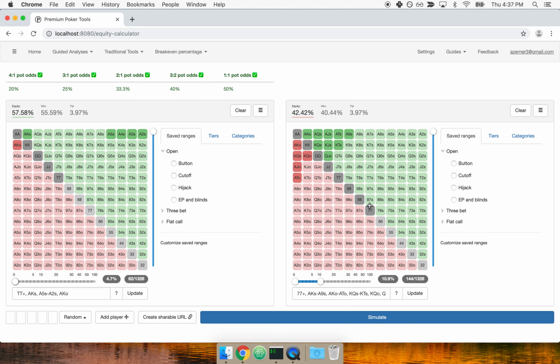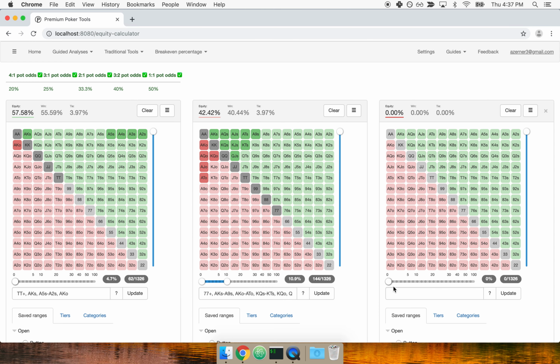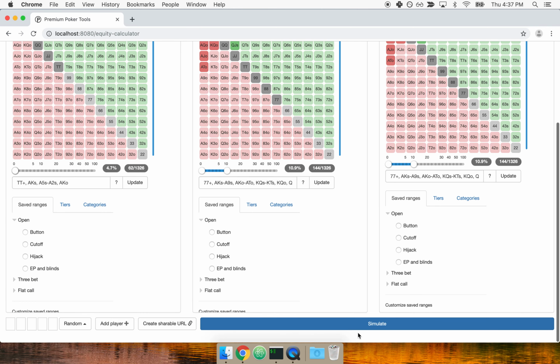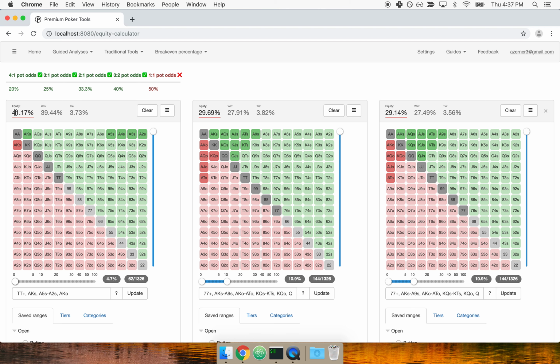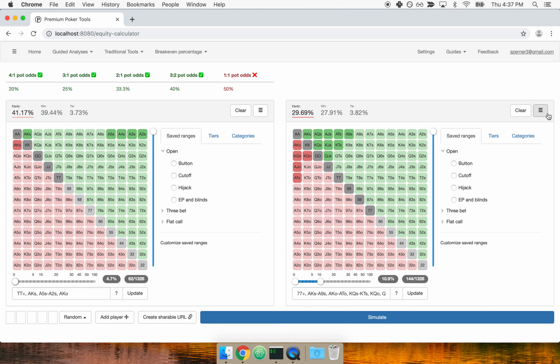It also works multi-way. If we have our range and we're against two opponents, let's say they each have a 10% range, we can simulate and see that we have 41 and each of our opponents has about 29. So it works multi-way, and it also works post-flop.